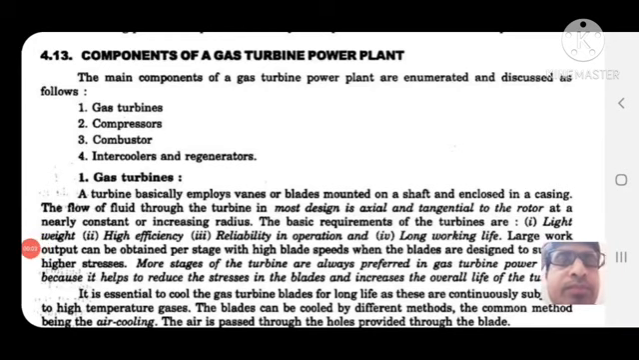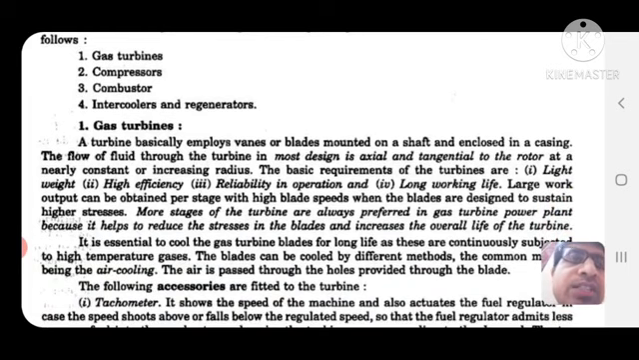Today, I am discussing the components of a gas turbine power plant. The main components of a gas turbine power plant are enumerated and discussed as follows: gas turbine, compressor, combustors, intercoolers, and regenerator. Gas turbine: a turbine basically employs vanes or blades mounted on a shaft and enclosed in a casing.